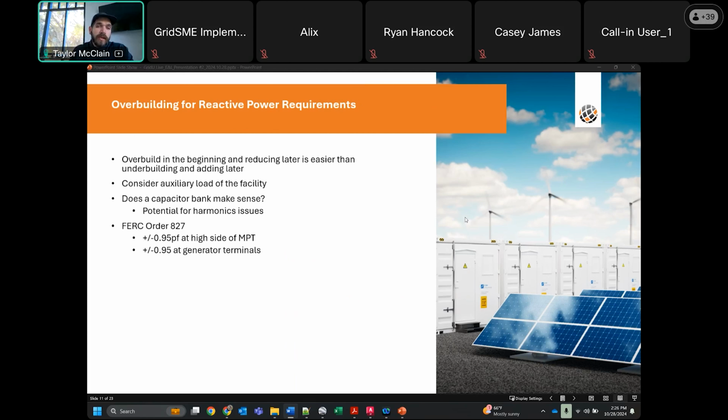So one of the things we were talking about this morning too was the 0.95 power factor requirement at the high side of the MPT.